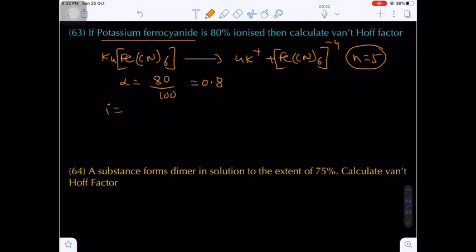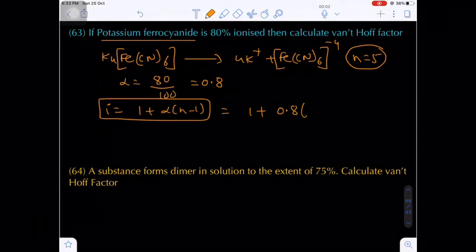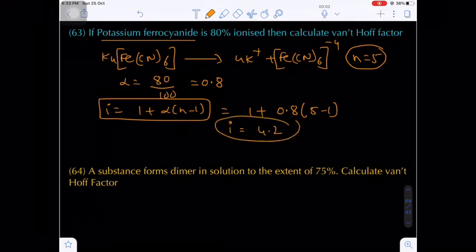Okay. Now iota formula, iota is equal to 1 plus alpha into n minus 1. 1 plus alpha value 0.8. So n value 5, 5 minus 1, how much? 4. Are you getting my point? So here 4 into 0.8, so 3.2. 3.2 plus 1, that will be 4.2, that is the iota value. Yes or no?